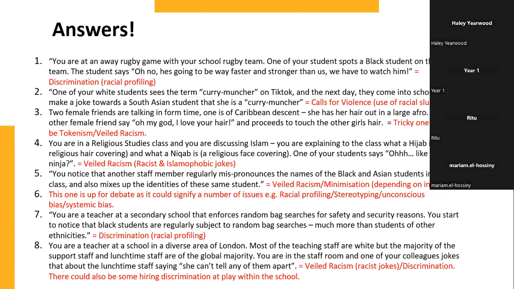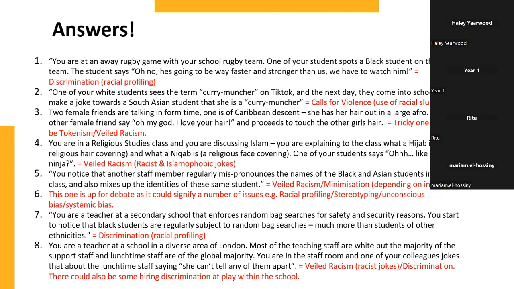Number four, we are looking at veiled racism here because this is a racist or Islamophobic joke. Obviously, depending on the student and the age of the student, they may just be making a vague comparison and don't understand. It may be something that they've heard, but it would be a good idea to point out to them that it can be quite offensive, especially where we're talking about Islam and someone's religion.